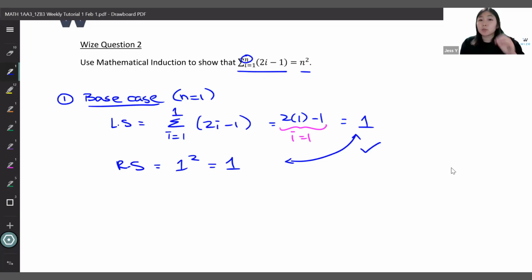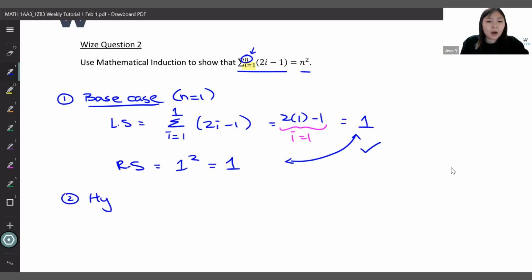So you always want to check the smallest possible number for n, and most of the time that's going to be when n equals 1. That could technically change. For example, if their sum started at i equals 3, then your base case would be when n equals 3. If their sum started when i equals 7, then your base case would be when n equals 7, okay?